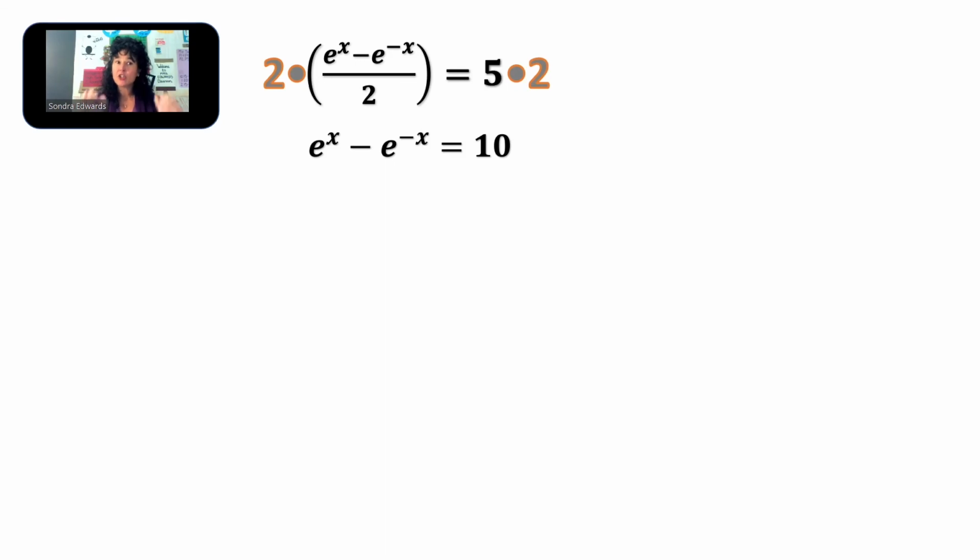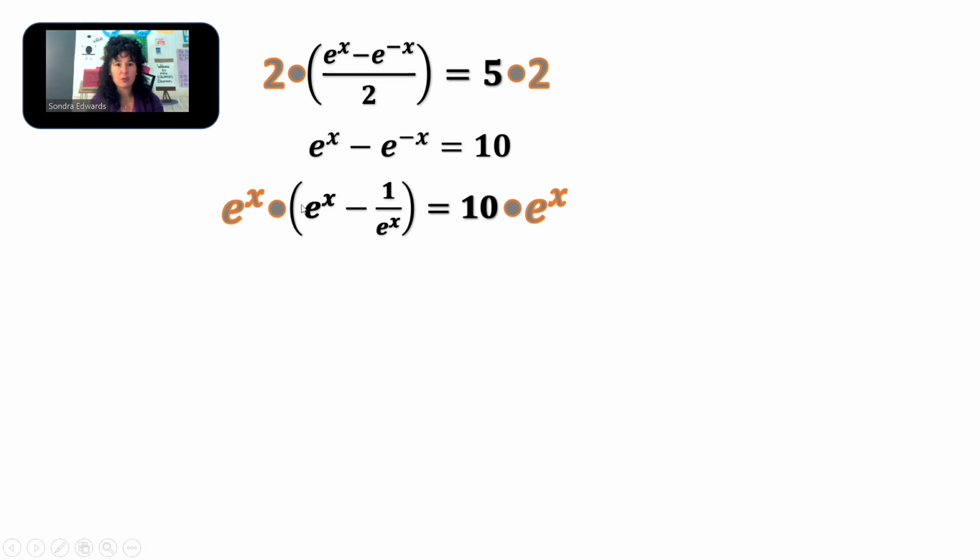Another knee-jerk reaction should be, ooh, I see a negative exponent. I don't like negative exponents. Let's get rid of it. So e to the negative x is the same thing as 1 over e to the x. Once again, knee-jerk reaction, I see fractions. I need to get rid of them. You want to multiply both sides by that e to the x that's sitting in the denominator. We don't want those denominators, so I'm going to multiply both sides by e to the x.